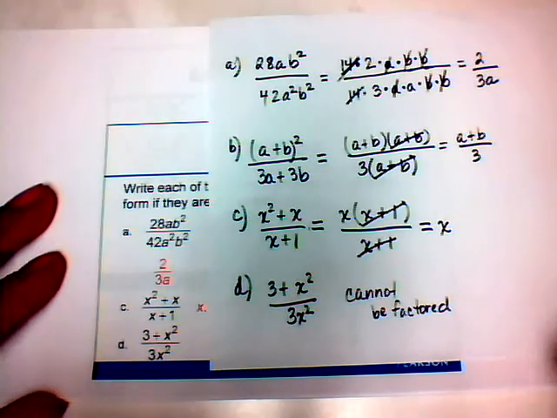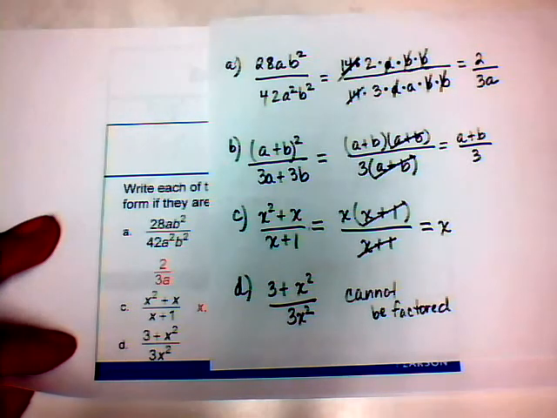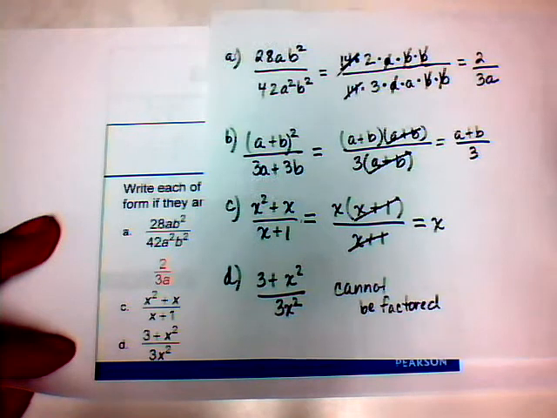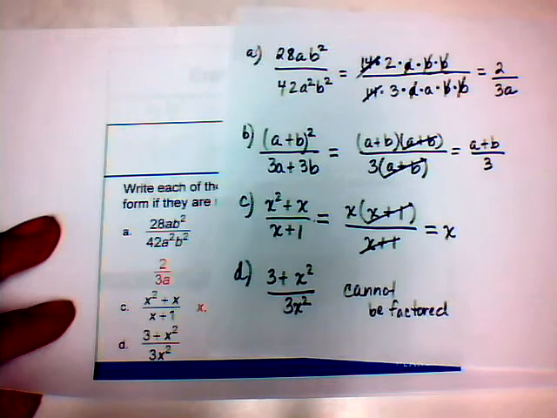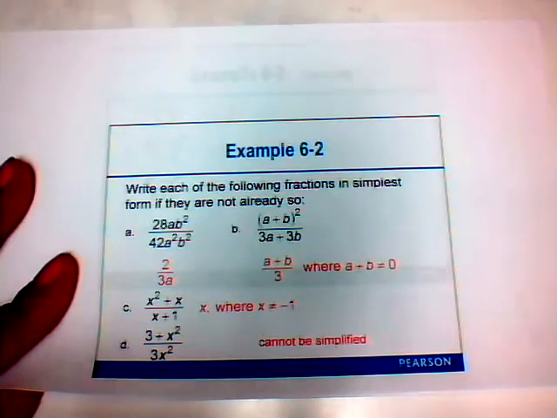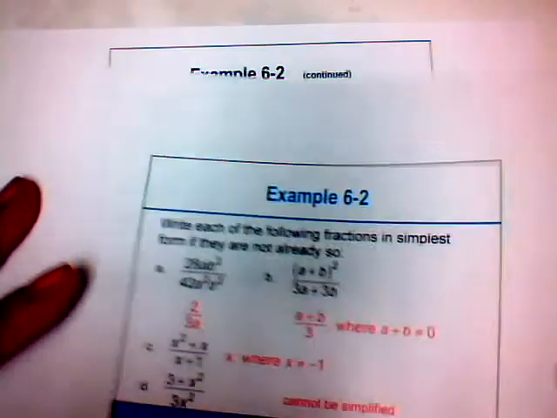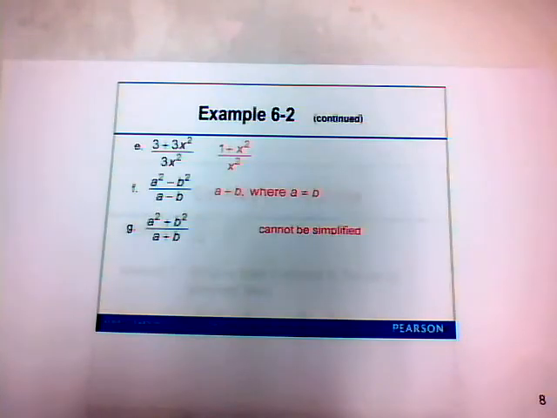Because this cannot be factored, there are no common factors that I can take out in the numerator and in the denominator and divide out. Okay, let's look at some additional examples here. Let's look at part E.